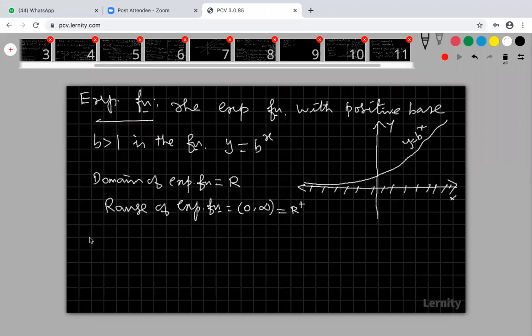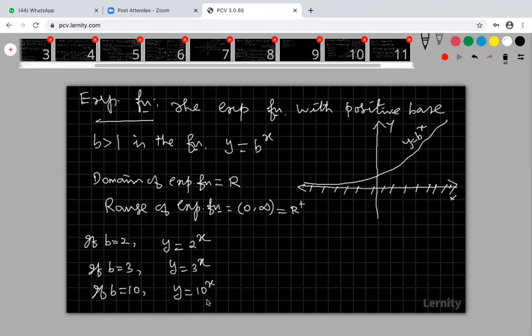Okay, right. If I am taking b is equal to 2, what is my exponential function? My exponential function is 2 power x. If I am taking my base is equal to 3, what is my y? 3 power x. If I am taking b is equal to 10, what is my y? 10 power x. If my base is 10, this exponential function is called the common exponential function.